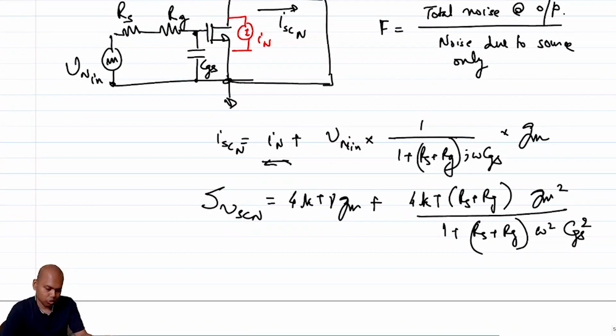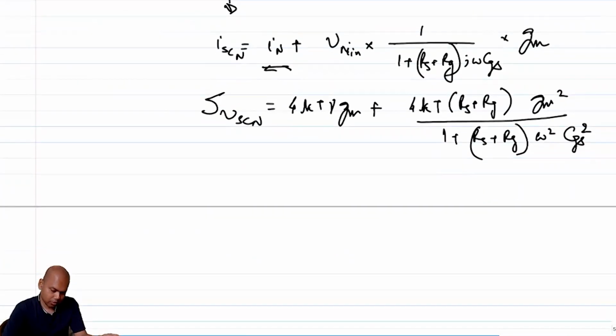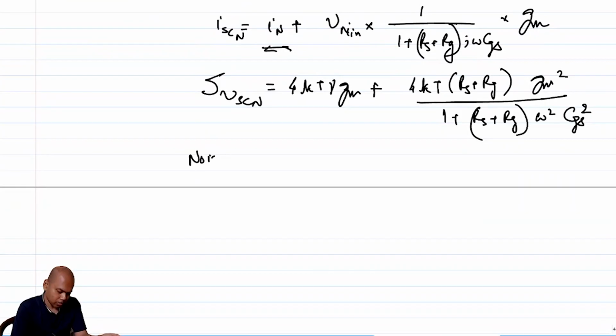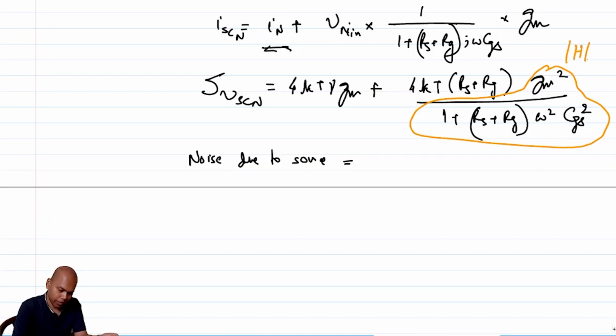And what is the noise due to source? Source is essentially 4kT Rs times that transfer function squared, right? So instead of keeping on writing this entire transfer function every time, I will call this mod of H squared. Okay, so noise due to source is 4kT Rs mod of H squared.